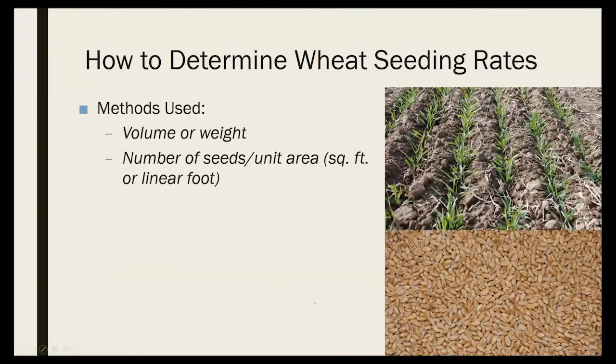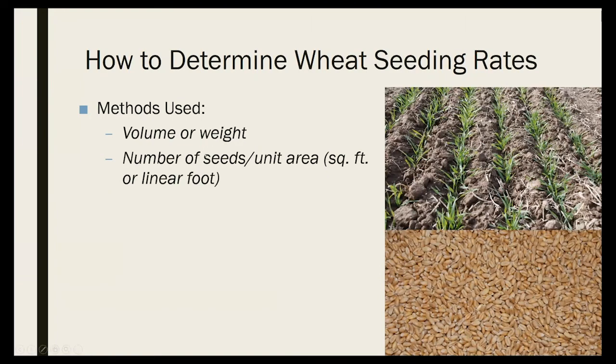So how do you determine seeding rates? Well, you can either use volume or weight. Most people do use volume or weight. So we'll plant a certain number of bushels per area, or we will plant 100 pounds to the acre, or 55 pounds to the acre, or 130 pounds to the acre, whatever it is. We often base it on weight.